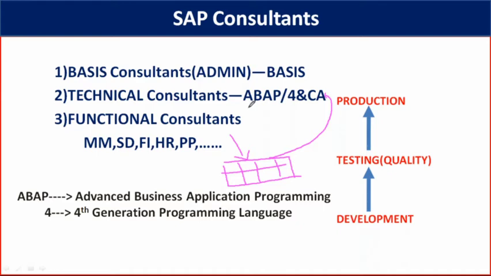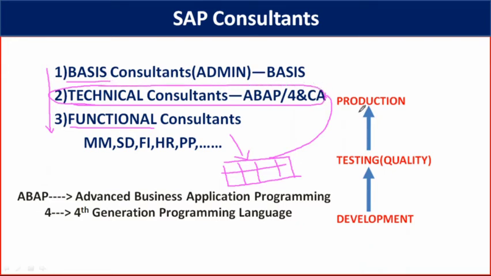Then once the ABAPer develops this task, they require systems, clients, users, authorizations. All these things are taken care of by the basis consultant. Not only for technical people, but for functional people also, the users are arranged by the basis consultant only. So all three work together in a project. There is no separate project in any one module. But as an ABAPer, what is our work? We'll be writing code in ABAP for the things given by the functional consultants. So this is our area.